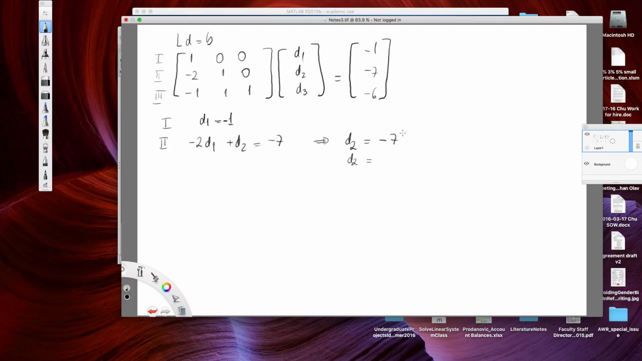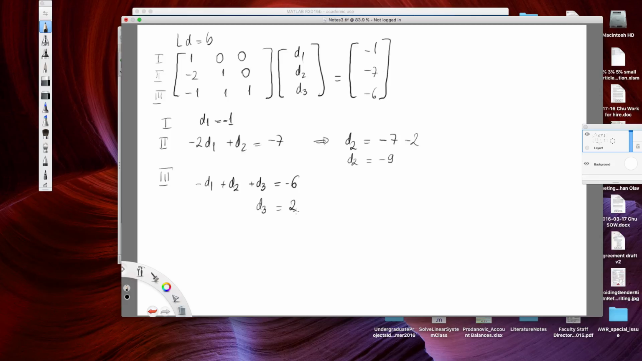Plus 2 times D1. And then you know D1 is -1. So you could just say -2. Okay. And then third, what do I get from the third one? So, negative D1. I'm going to just verify from my notes.